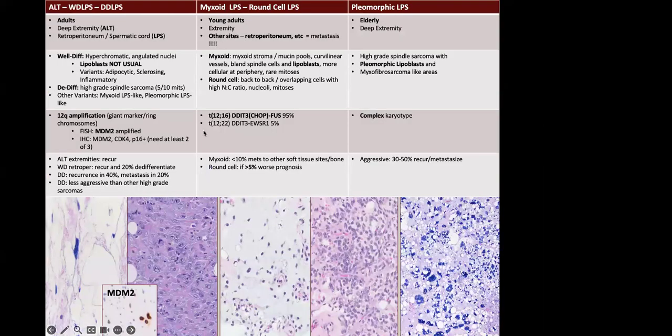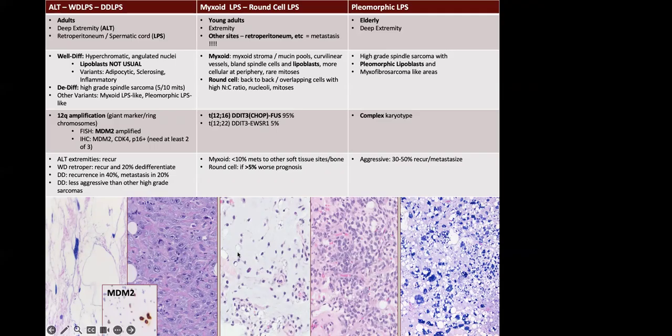So here's your comparative chart. Remember that in your extremities, the well-differentiated form in the left column is always atypical lipomatous tumor; in the retroperitoneum, of which the spermatic cord is a part, this is well-differentiated liposarcoma. Dedifferentiated, you have to have essentially fat-free with greater than 5 mitoses per 10 high-power fields.